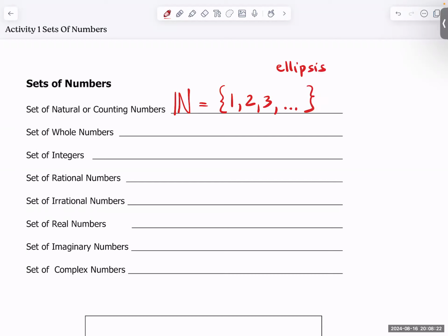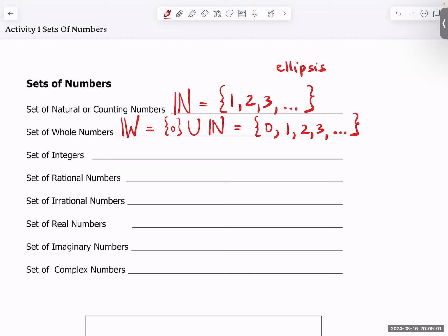This set does not include 0, but when we include 0 with the set of natural numbers, we have the set of whole numbers, represented by capital W. So this is the set 0 union, which means together with, the set of natural numbers. Now we have the set that contains 0, and we establish the pattern again with an ellipsis, and this is the set of whole numbers.